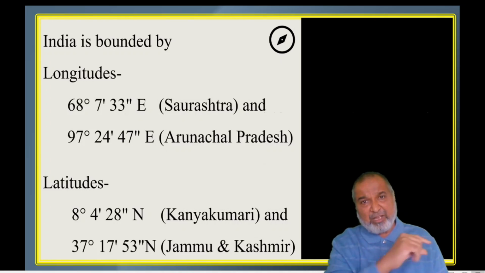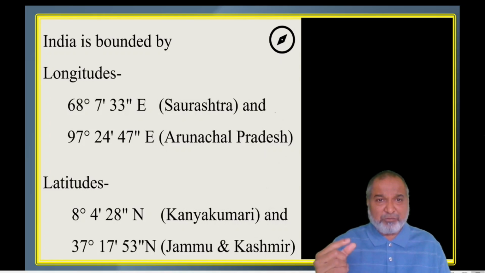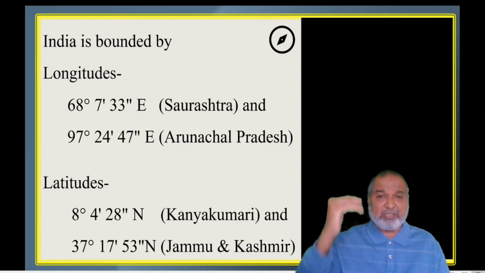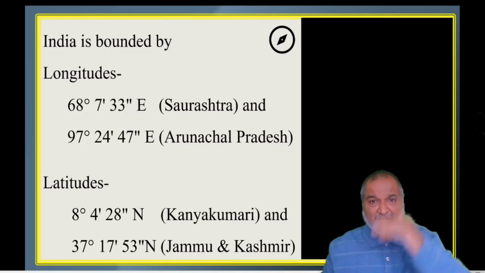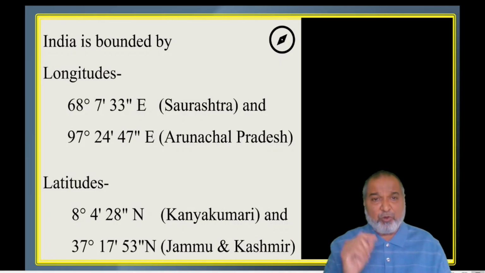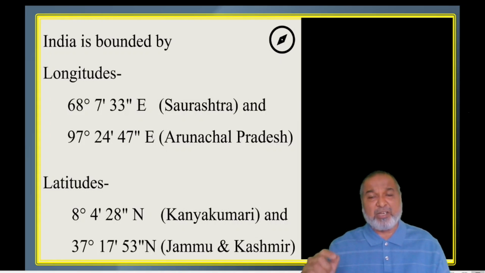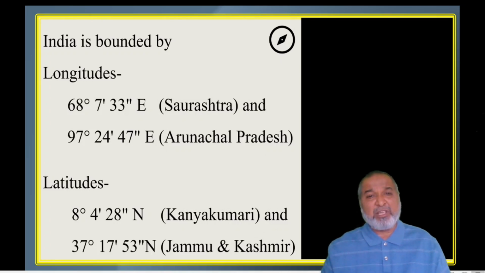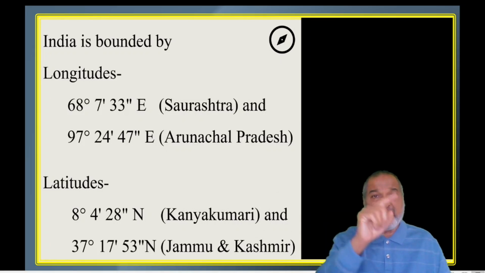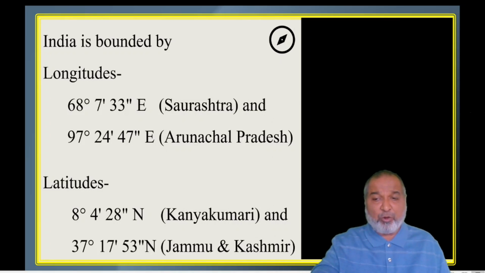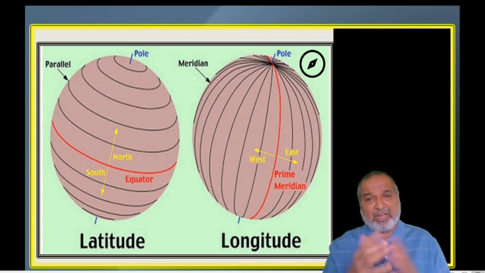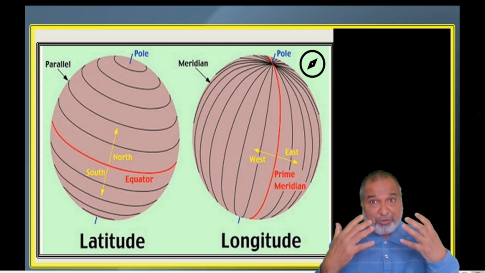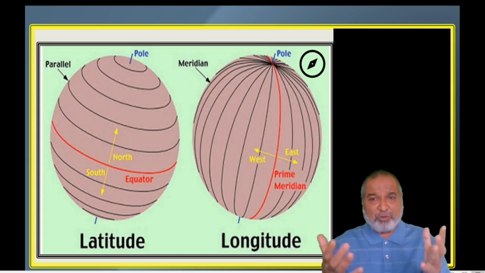So from left to right we have the longitudes, then latitudes we have from Kanyakumari to Jammu Kashmir. So the two ends, north and south: 8 degrees 4 minutes 28 seconds north is Kanyakumari, then 37 degrees 17 minutes 53 seconds north is Jammu and Kashmir. So this area has been bounded by the lats and longs of India. Here we can have a pictorial, because we cannot imagine it whenever we see the lats and longs, so that will become easy.